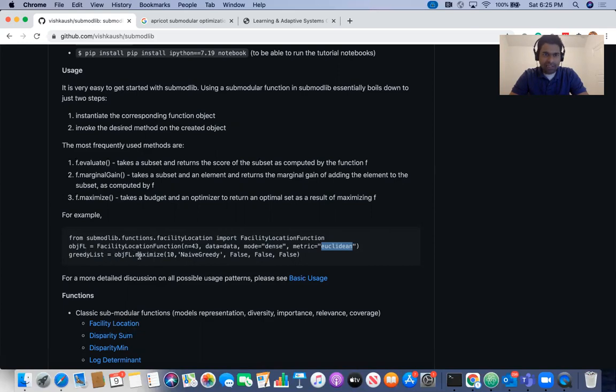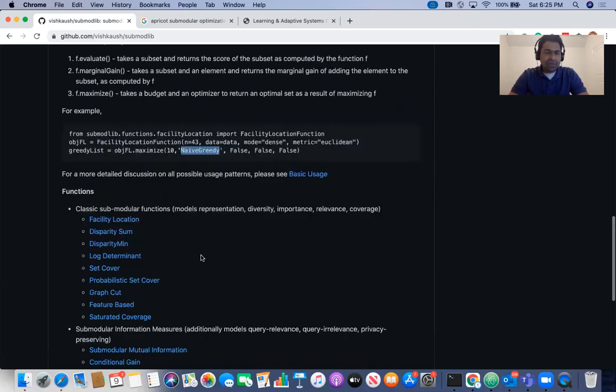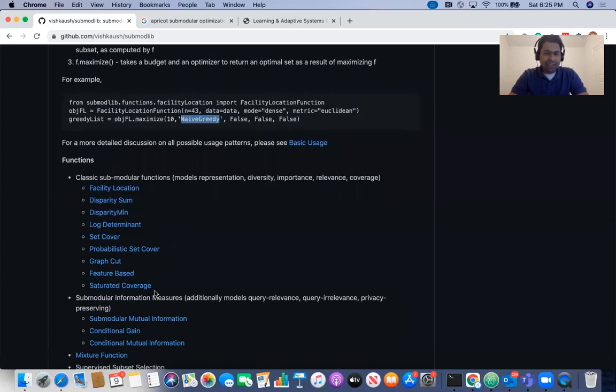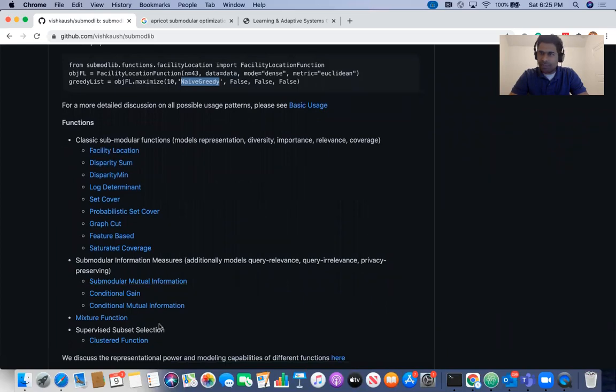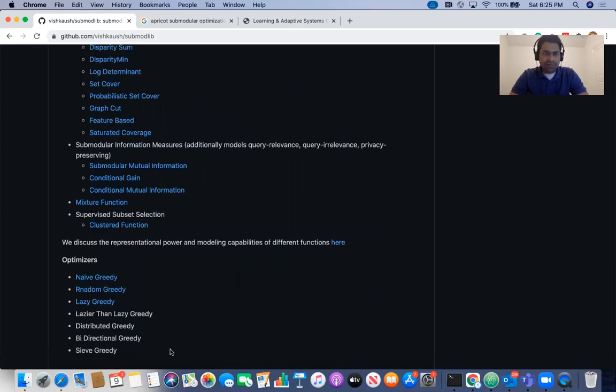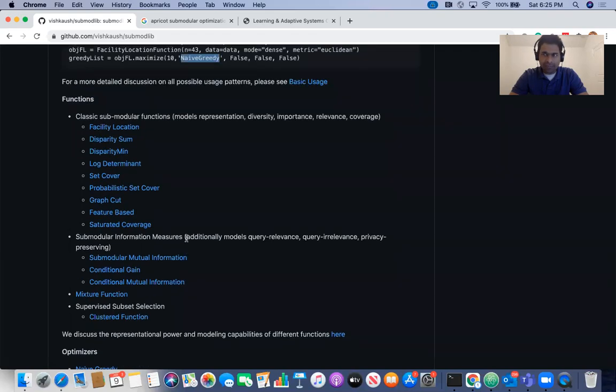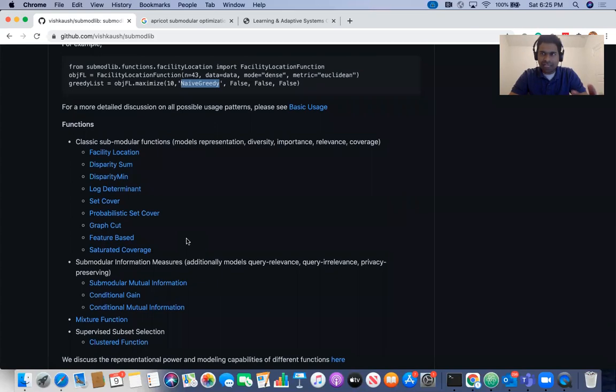And then you do greedy list equal to objective fl dot maximize, and here you also give the algorithm. So this is like naive greedy, but you could do lazy greedy, stochastic greedy. There are several functions implemented here, and several mutual information functions, and also several optimizers. So a lot of this is work in progress. This is still being developed actively. Hopefully, in a month or so, we will have the next release, which will have most of this implemented.